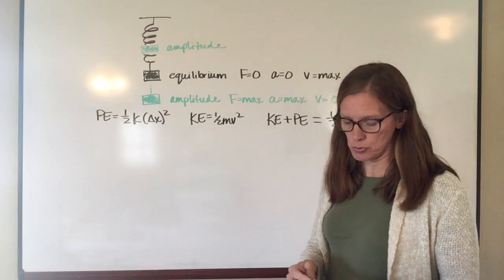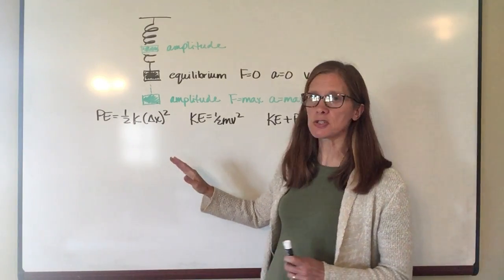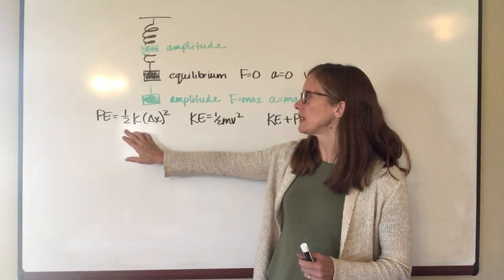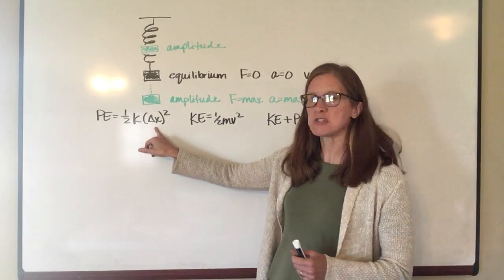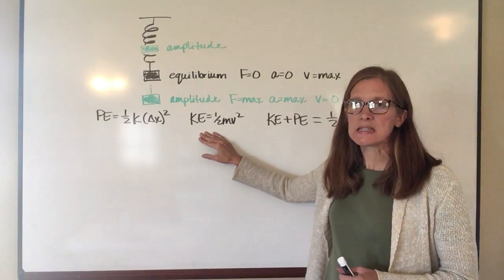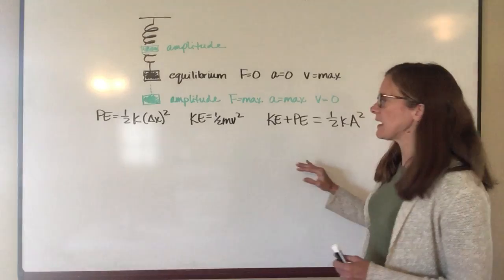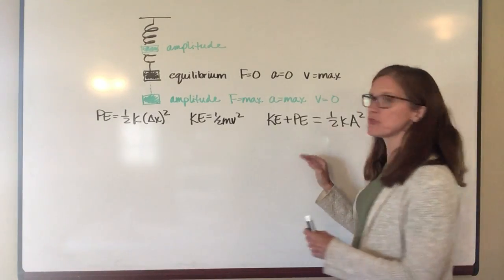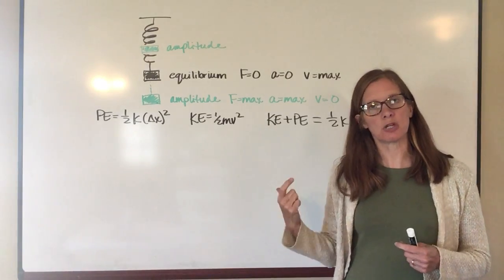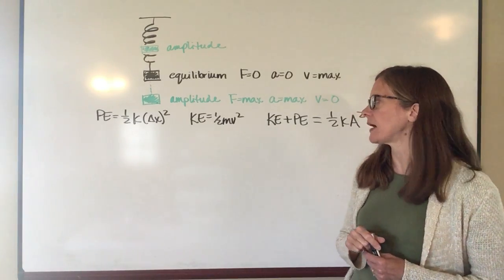You were given the equations for potential energy for a spring. Potential energy is 1/2 times k times delta x, the quantity squared. Kinetic energy doesn't look any different than it did before. And then we know that the total energy is going to be the sum of the kinetic energy plus the potential energy at any particular point in time.